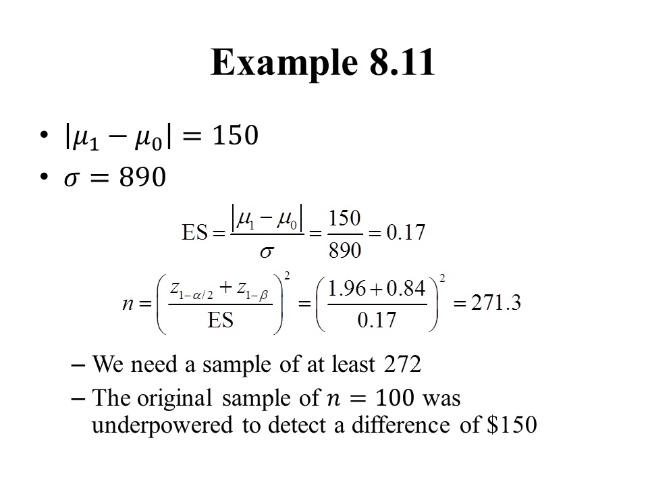So what that means is that our original sample of size 100 was underpowered to detect a difference of $150. So this kind of confirms the researcher's suspicion that maybe there was a difference in this population of people in 2005, but the test just wasn't powerful enough to detect it. And so in order to detect this difference with 80% power, we would need a sample size of at least 272.